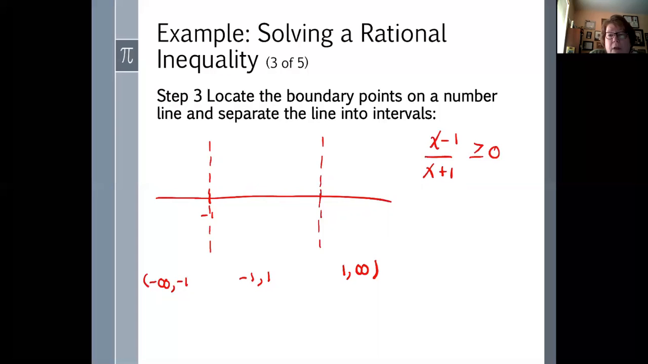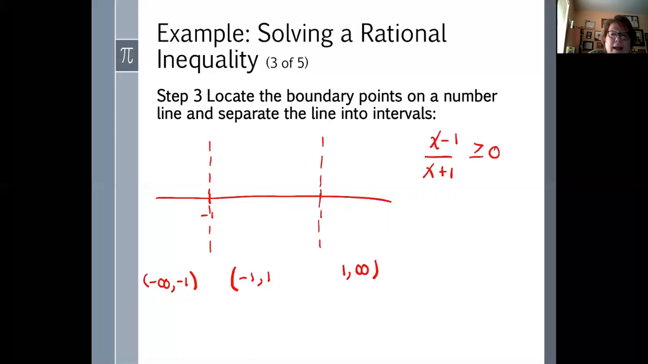Looking at my rational inequality, x equals -1 would be a vertical asymptote. In other words, x can't equal -1, because if I put -1 in this inequality, I'm going to have division by 0. So I cannot have a bracket on the -1. It has to be a parentheses.